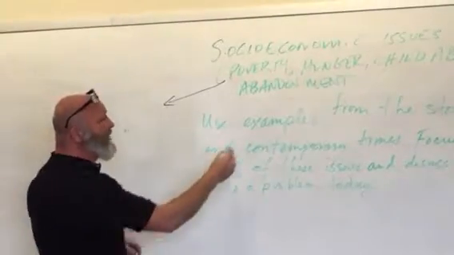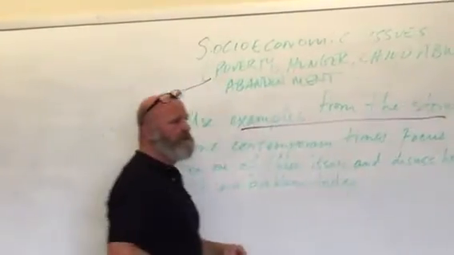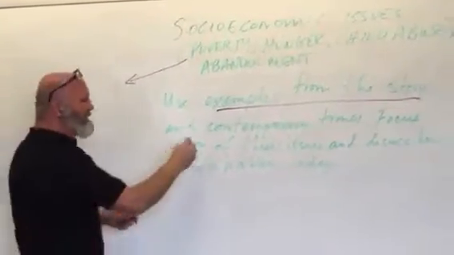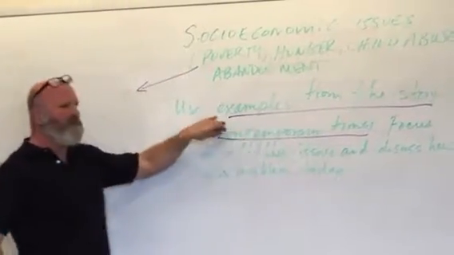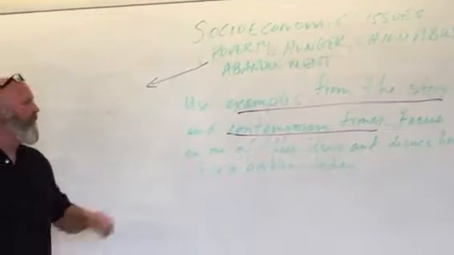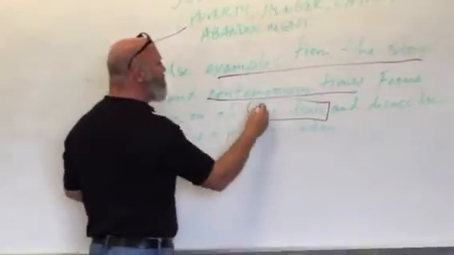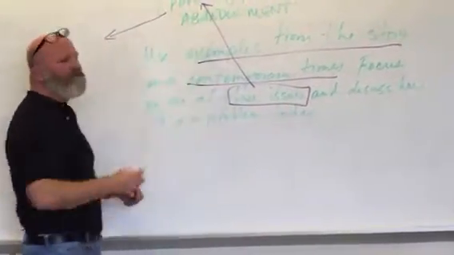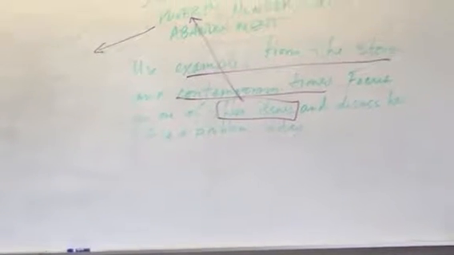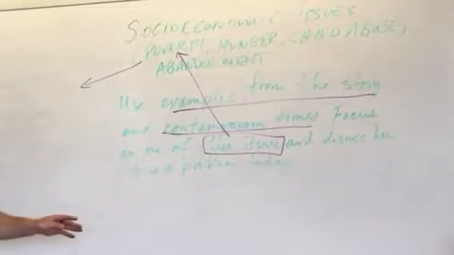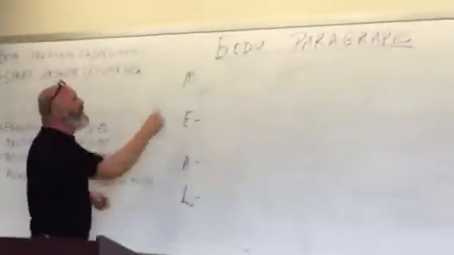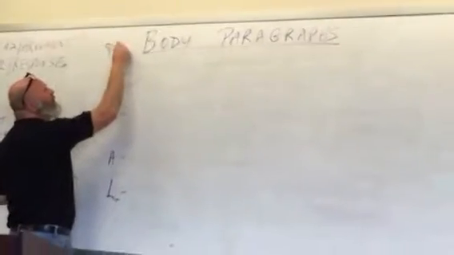So I'm going to use an example from the story and an example from contemporary times, because that's what the prompt asked me to do. And it says focus on one of these issues. Well, the issue I'm going to focus on is poverty. Right? I think I've made the task easier for myself now. So in this body paragraph, I'm going to focus on poverty.